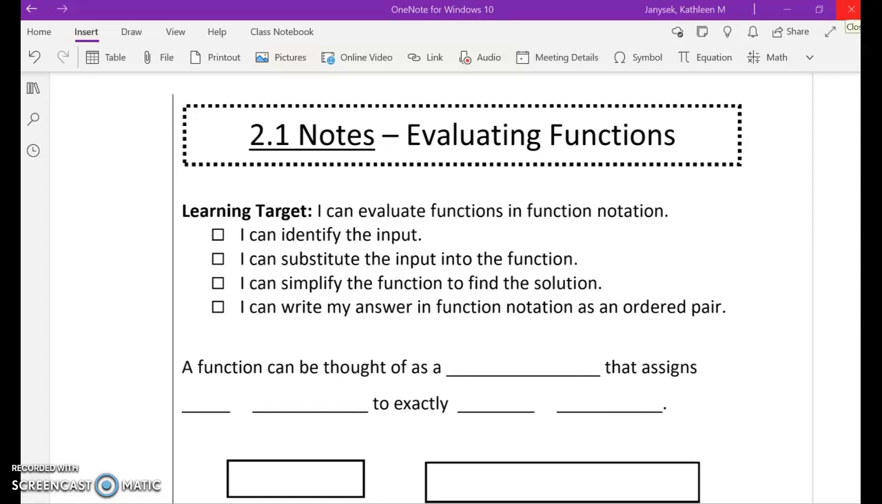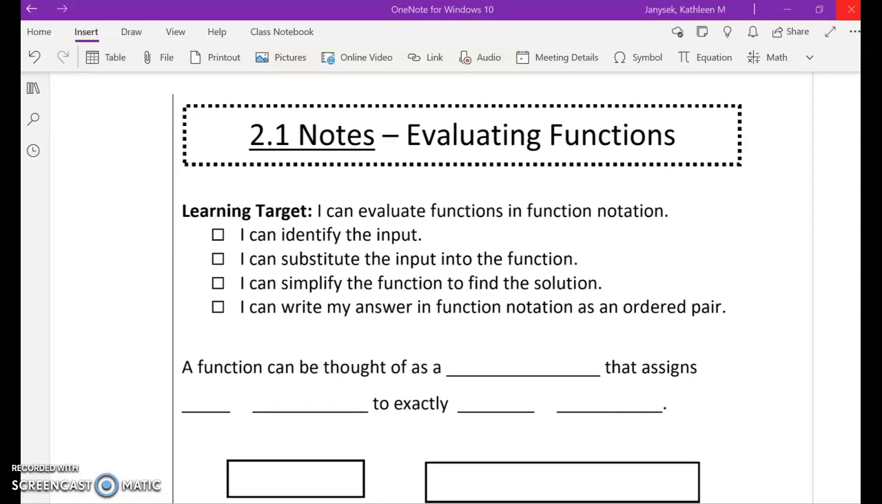Hi everyone. So today we are looking at lesson 2.1, evaluating functions. So when we're done with these notes, you're going to tape them into your journal. So keep that in mind. I wouldn't tape them in until after you've completed the notes.